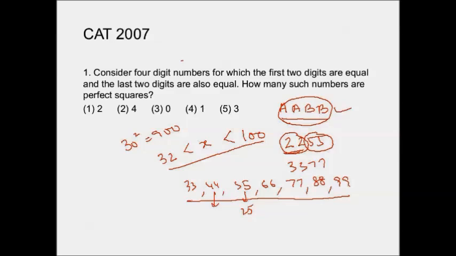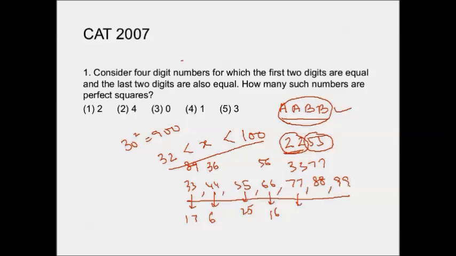How far is 44 from its nearest multiple of 50? We see it is 6 away from 50. So its square must be ending with 36. Similarly, 33 is 17 away from 50, so its square must be ending with 89 because 17 square ends with 89. Similarly, 66 is 16 away from 50, so its square must be ending with 16 square, that is 56.